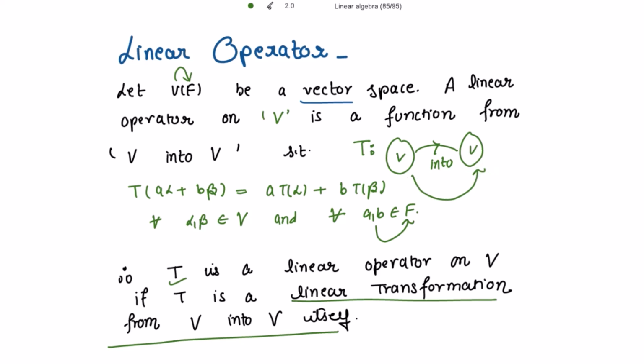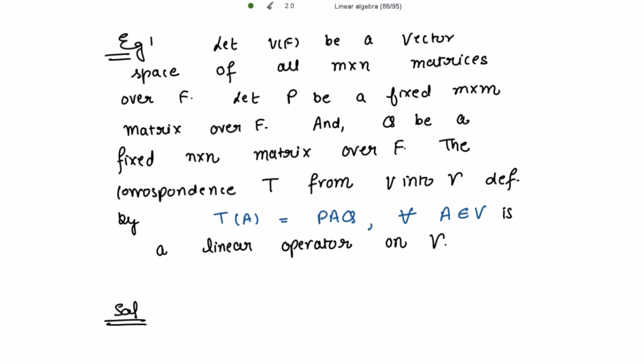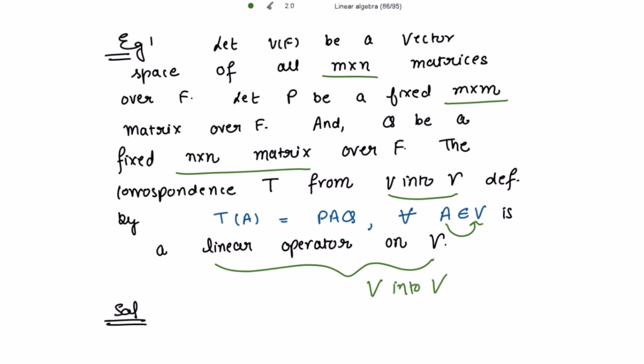Alright, let's move on to one example. Let V(F) be a vector space of all m by n matrices over F. Let P be a fixed m by m matrix and Q be an n by n matrix. The correspondence T from V into V defined by T(A) = PAQ for all A belonging to V is a linear operator on V. We need to show that this T is a linear operator on V, which means T is a linear transformation from V into V.